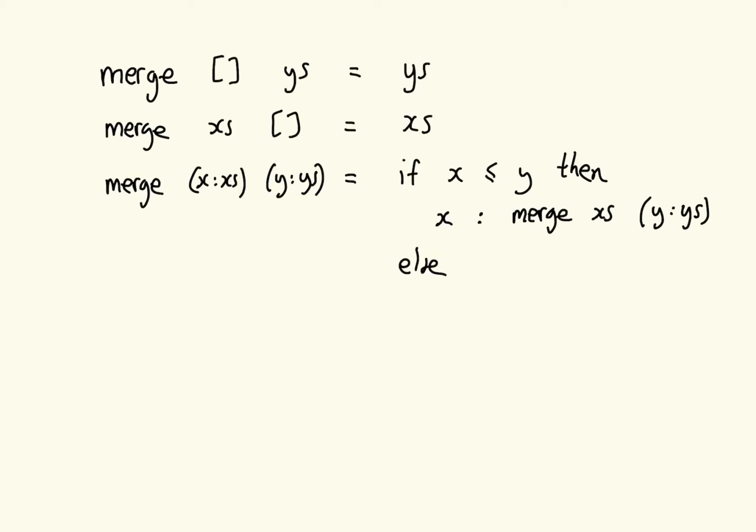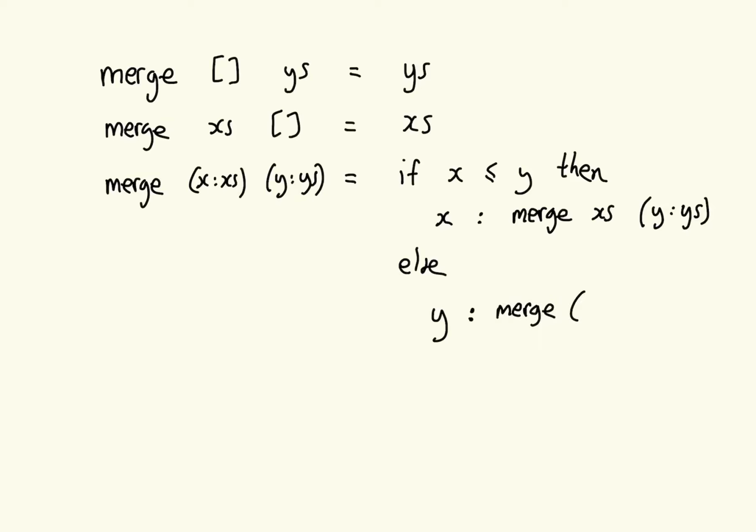The second case is exactly the opposite. So if we're looking at the two values and y happens to be the smaller one, then what we're going to do simply is we'll output y, and then we'll continue merging with everything that we haven't looked at yet.